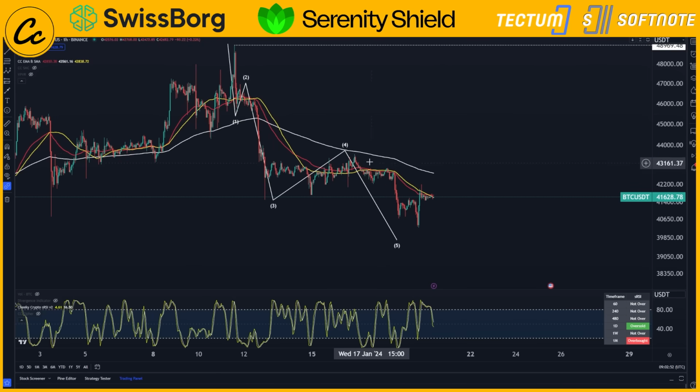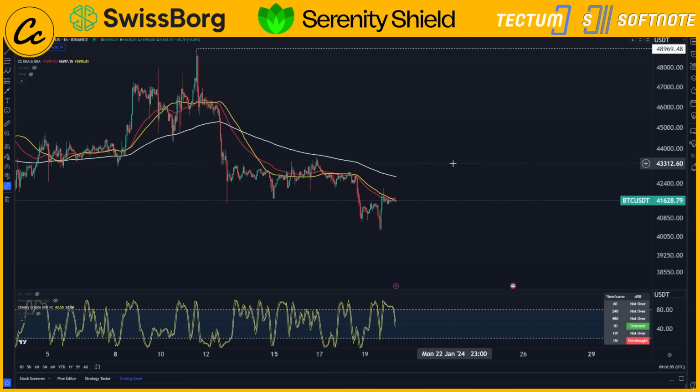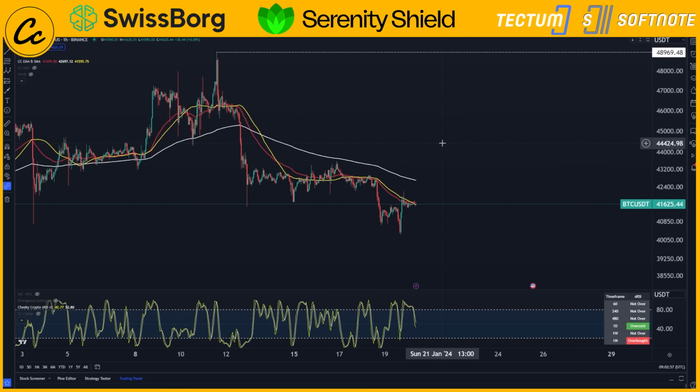So we know that our next move to the upside is one that we're going to have to keep a close eye on. We might fall short of 46,000. We may achieve it just as expected. But for the most part, our structure here is quite interesting.